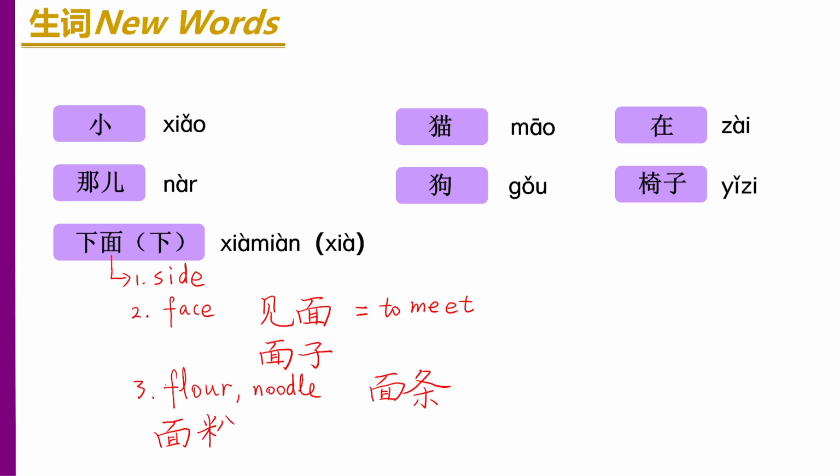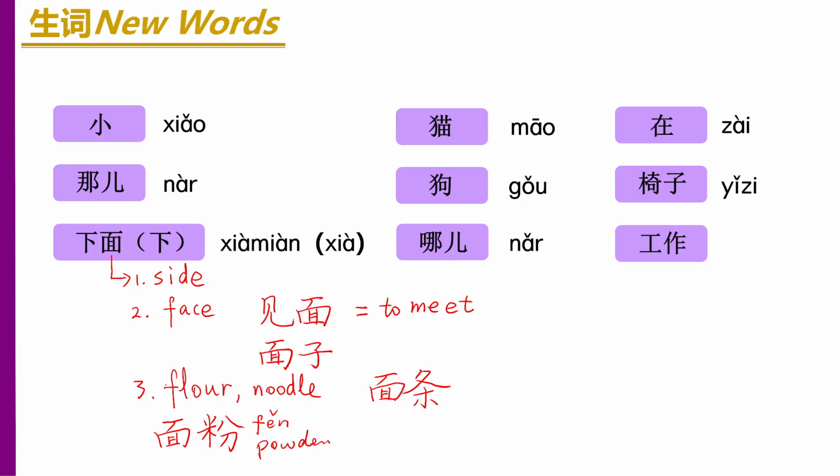Fen it means powder. Yes. So that's the three main meanings we use in daily life. Okay, so 哪儿, we have seen 你去哪儿, where are you going? 你在哪儿, where are you?